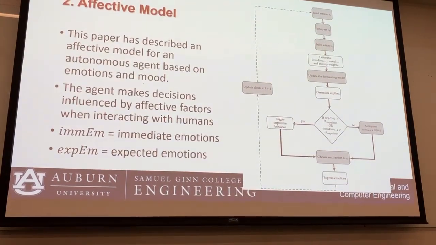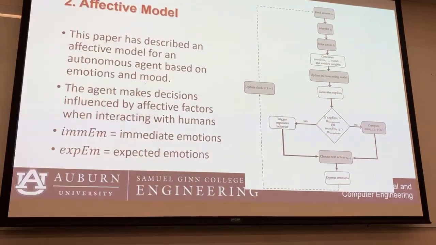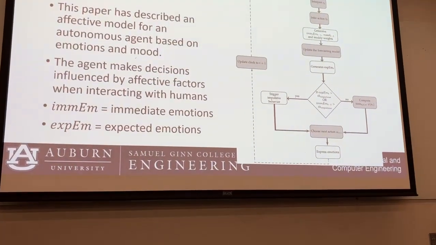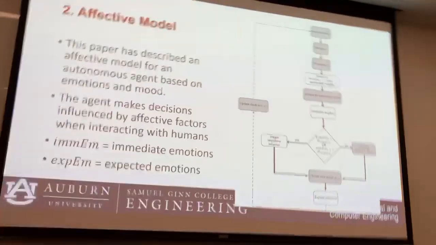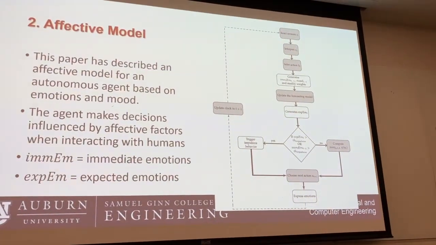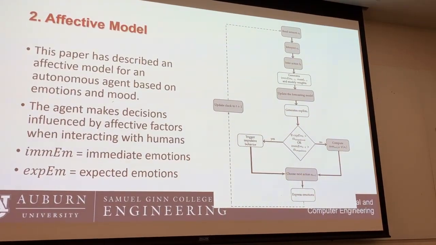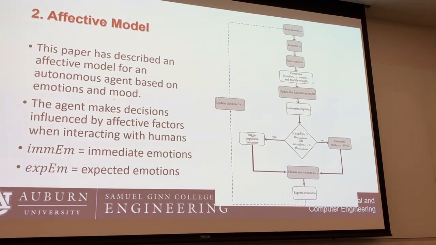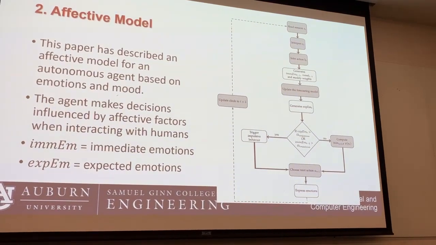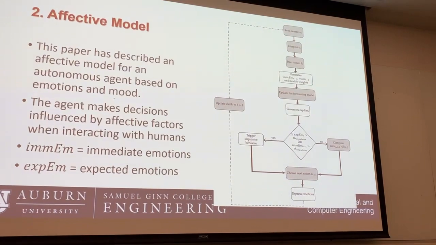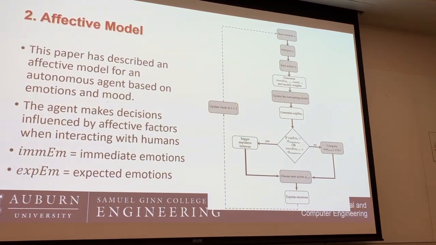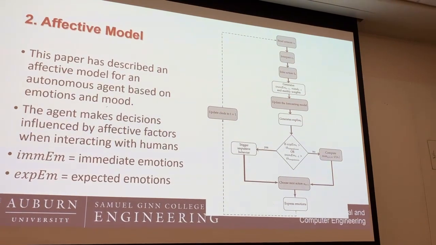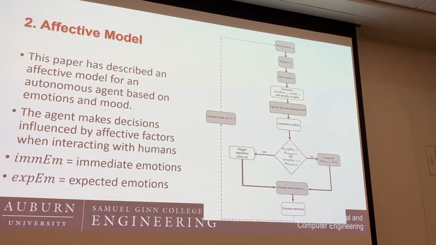So this is the second system, the affective model for the non-expensive robot. It describes an affective model for an autonomous agent based on emotions and mood, where decision making is influenced by affective factors when interacting with humans. There are two parameters here, immediate emotions and expected emotions.